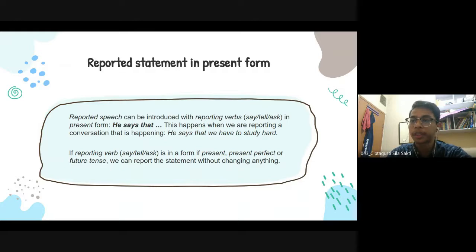Reported speech can be introduced with reporting verbs, such as say, tell, or ask. In present form, "he says that..." This happens when we are reporting a conversation that is happening. For example, he says that we have to study hard. If the reporting verb say, tell, or ask is in the form of present, present perfect, or future tense, we can report the statement without changing anything.